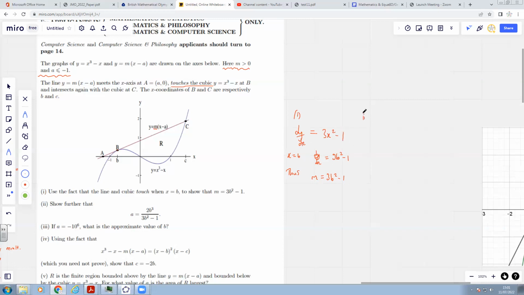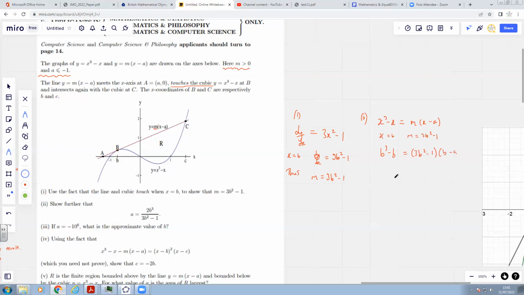Okay, part 2. Show further that a is 2b cubed over 3b squared minus 1. Well, we know they intersect at x equals b, so we're going to have x cubed minus x equal to m times x minus a. Yeah, and here we're just saying the line equals the curve. But m, of course, we've just found, and we're dealing with the point at x equals b. So x equals b, and m equals 3b squared minus 1. Essentially, I'm just plugging those in. So I'm going to get b cubed minus b is 3b squared minus 1 times b minus a.